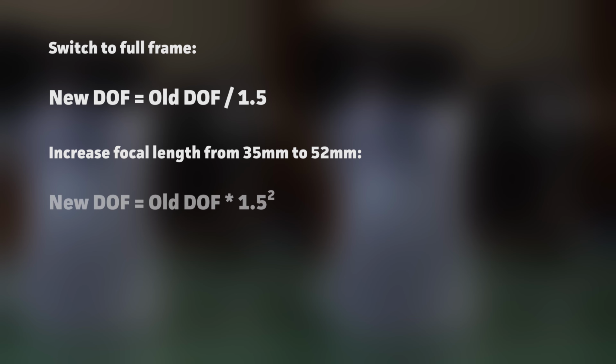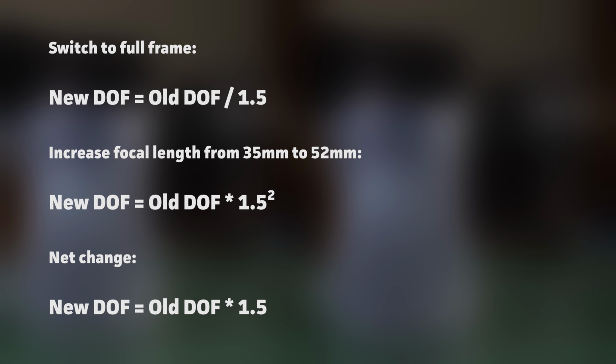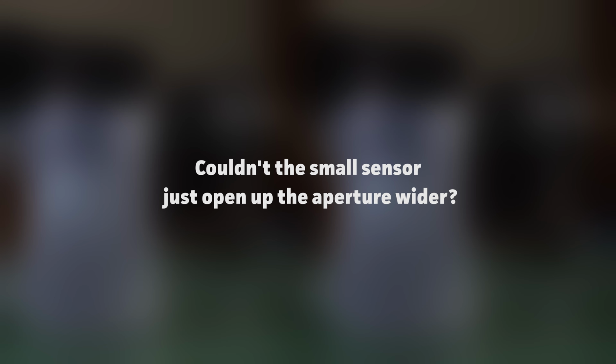You can think of it like this: switching to a large sensor made the bokeh smaller by a factor of 1.5, but then zooming back in to the same field of view made the bokeh larger by 1.5 squared. So the end result is a depth of field which is 1.5 times as shallow on the full frame sensor compared to the Super 35 sensor. Now, you might be wondering, couldn't the small sensor just open its aperture up wider? Well, yes, to a point.